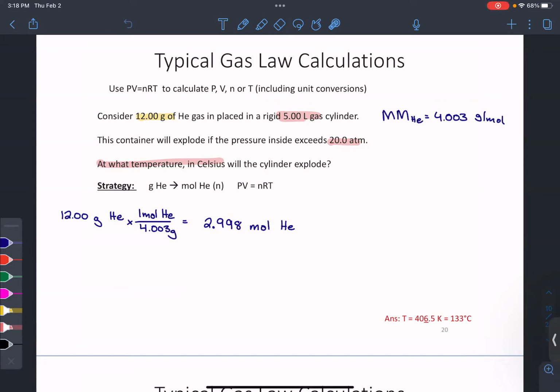Increase the temperature, at one point it's going to explode. So let's figure out what temperature is required. They give us a gram amount. They give us a volume amount. So it's kind of just like collecting all of our variables.